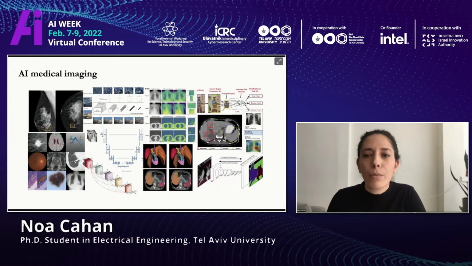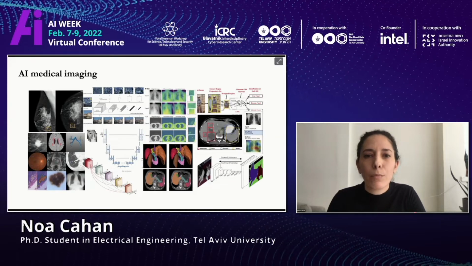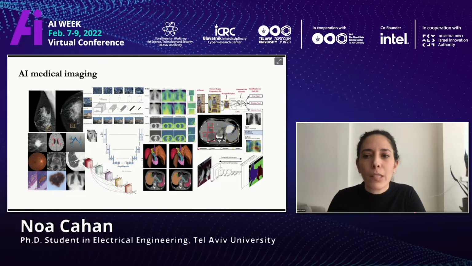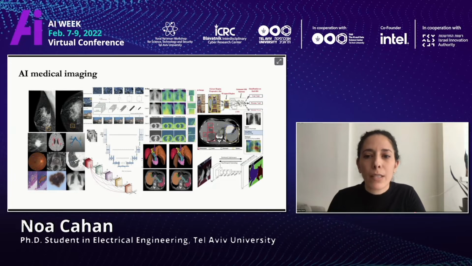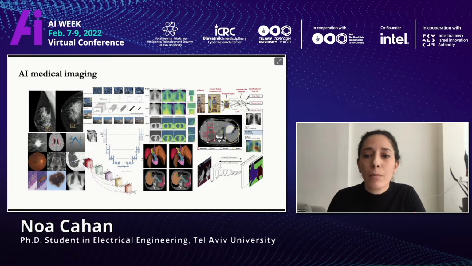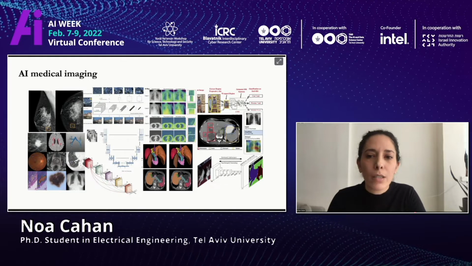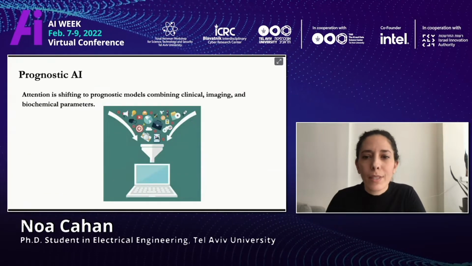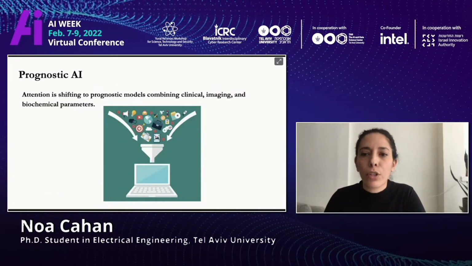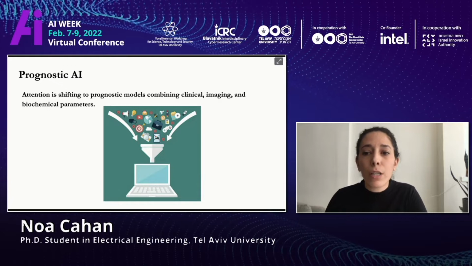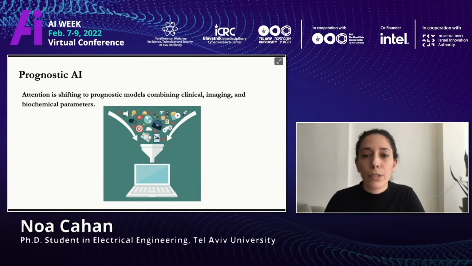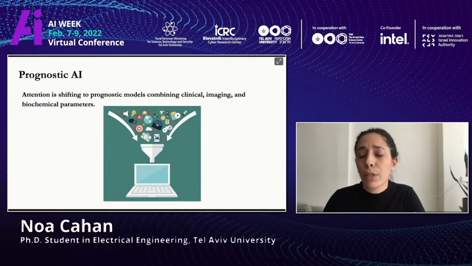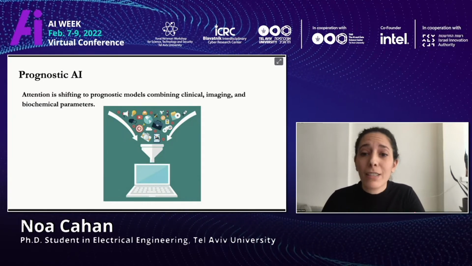We're all familiar with a variety of applications AI has brought into our lives. Most AI applications in medical imaging focus on a specific task that extracts image content. Some examples include segmentations of organs or classification of pathologies. Currently, attention is shifting to prognostic models, combining clinical, imaging, and biochemical parameters. For example, predicting the chance of survival, prognosis of a disease, or treatment response.